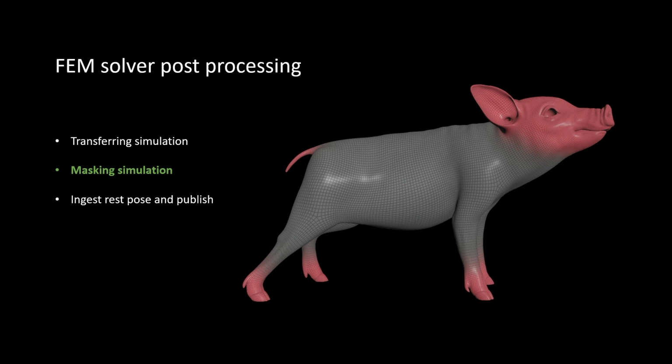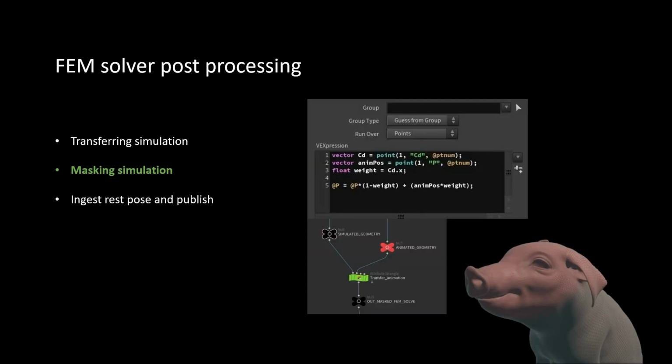Now we want to mask out the areas of the simulation that we don't want. We want to retain the animation in the face and the ears and the tail and the hooves coming from Maya. So we just did a mask for those areas and blurred it a little bit to get a nice transition. And then in a simple attribute wrangle, we just did a linear blend between the simulated geometry and the animated geometry, and we get the areas we want.